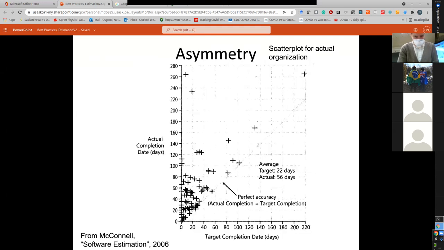So I talked about how dangerous overestimation is and how repeatable it is. Like on this graph, there's not a single case of one that came in before its estimate.